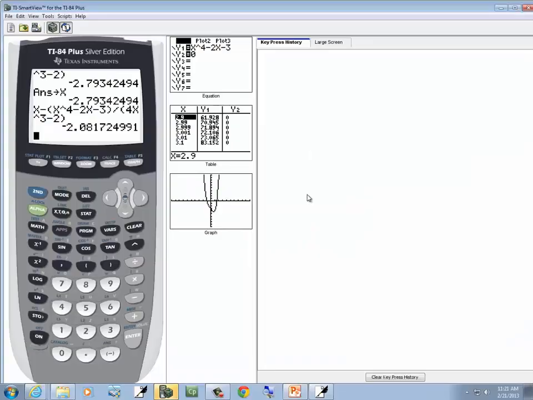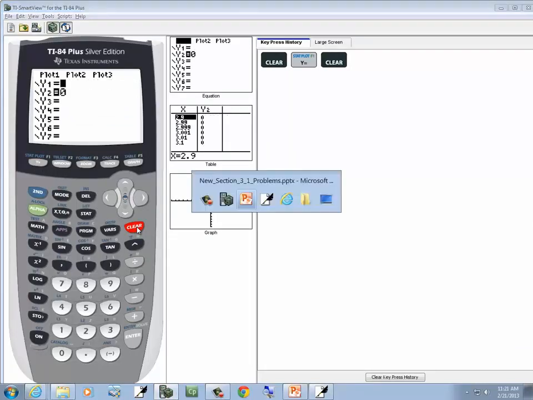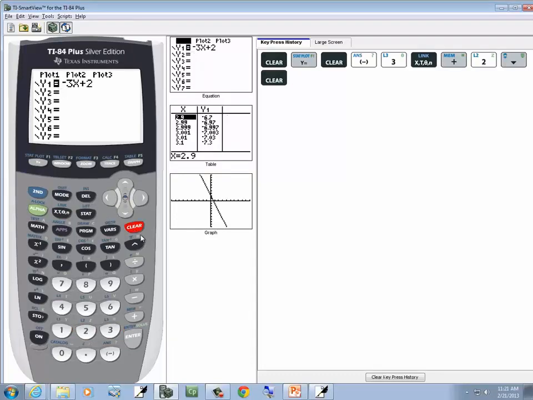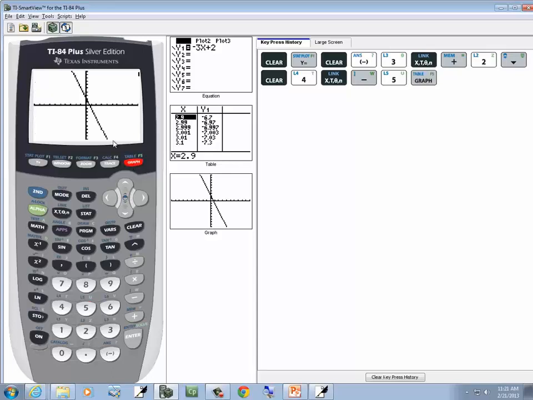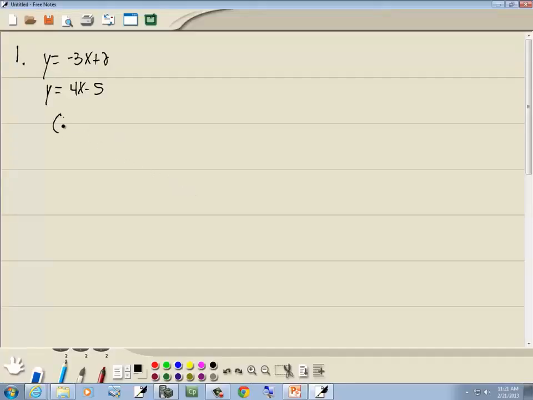So let's plug this in. Press y equals, press clear. Put in negative 3x plus 2. Down arrow to y2, and I'll press clear to clear what was there. We want to put 4x minus 5. Now if I press graph, you look to see where they intersect, and it looks like 1, negative 1. So our answer here would be 1, negative 1.